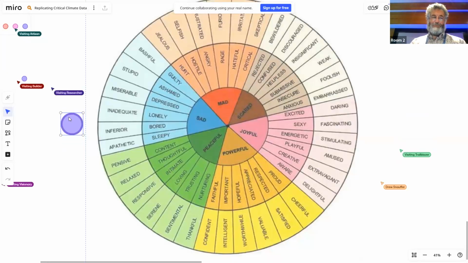Just to clarify the activity, can we pick more than one? Absolutely. Okay. Absolutely.